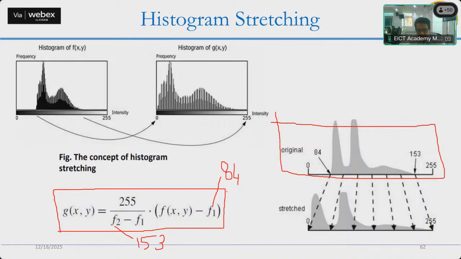You see the beauty. When you put the 153 here, for 84 it will be 0, and for 153 can you tell what will be the value? When you put fxy and this value will be 153, absolutely. So you see the beauty of this formula, that whatever extent you give, it will stretch it from the initial point to the last point. And you see another thing, your shape remains preserved.